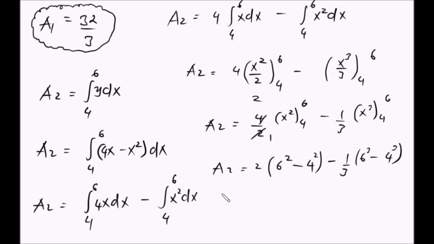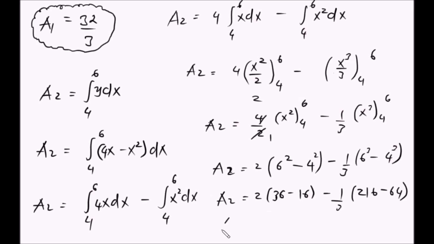So a2 now itakuwa sawa na 2. So we have 36 minus 16. Kwa sababu 6 square ni 36. 4 square ni 16. Minus 1 over 3. So 6 cube ni 36 times 6. Which is going to be equal to 216. 4 cube ni 64, simple. Okay, hii 6 cube nimefanya kwa kichwa, I hope niko sahihi.